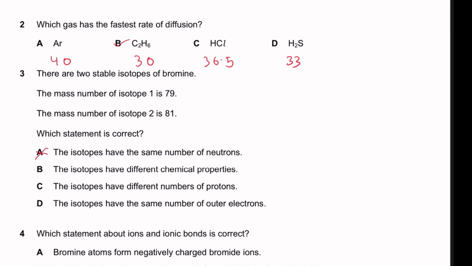The isotopes have different chemical properties, which is also wrong. The isotopes have different numbers of protons, which is wrong. The isotopes have the same number of outer electrons, which is correct.